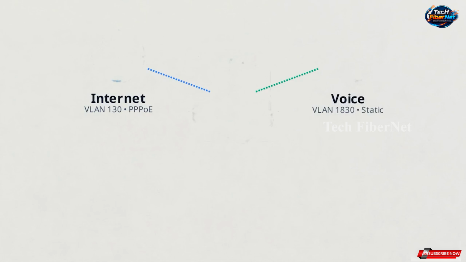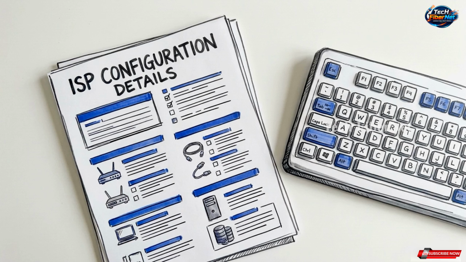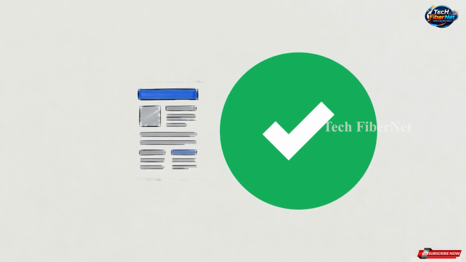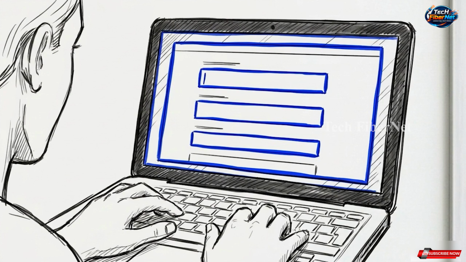You must have your information sheet from your internet service provider ready. This document contains the specific VLAN IDs, PPPoE credentials, and SIP server IP addresses required for your specific account. Having this data on hand prevents configuration errors. With these numbers ready, the rest of the installation is a simple data entry task.